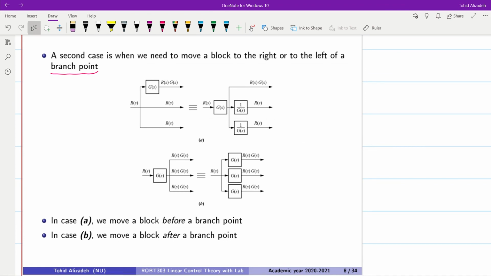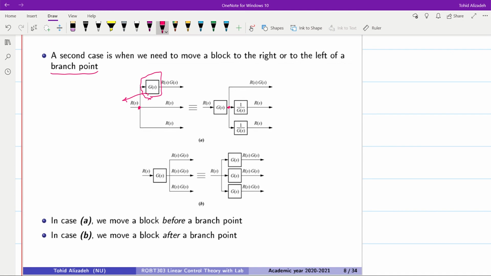So the first thing is to move a given block like G of S before the branch point. Okay, so we want to take it and move it before the branch point. You can see here that the block is removed from the path in which it was on the branch indeed, and it appears before the branch point.